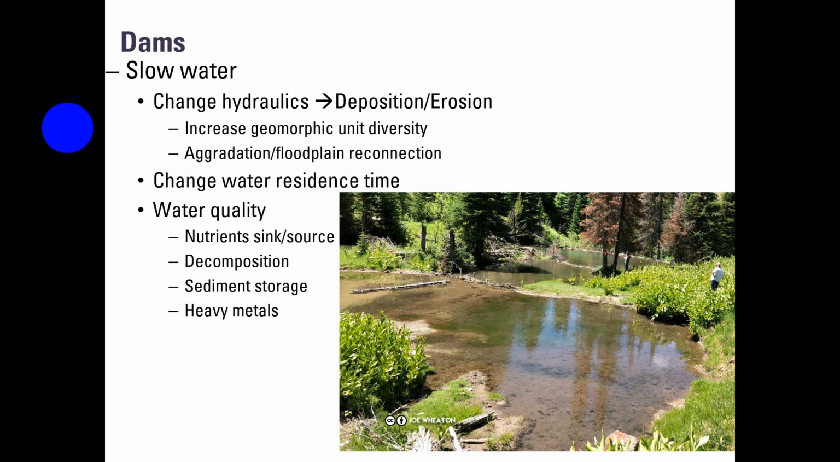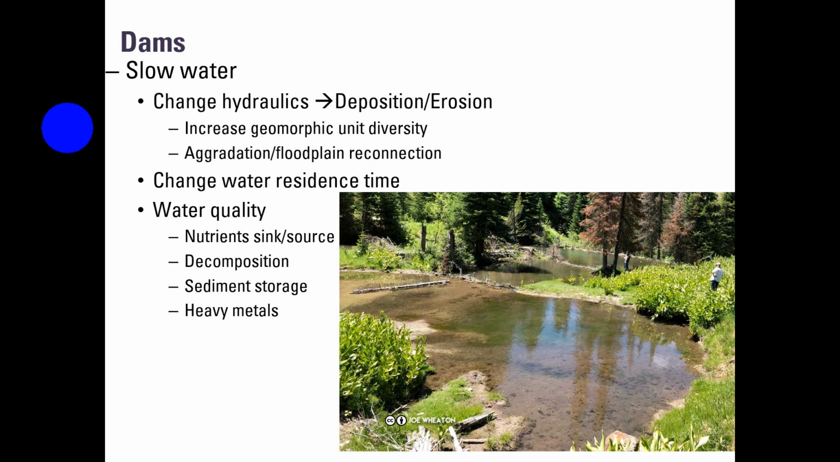Additionally, as dams slow down water, it traps a lot of the sediment that would normally be carried downstream behind the dam and leads to channel aggradation. This channel aggradation can lead to floodplain reconnection. As you slow water down, you're also increasing the residence time of water in the system. This results in an extended hydrograph, which can increase the flows during low flow periods in the summer.